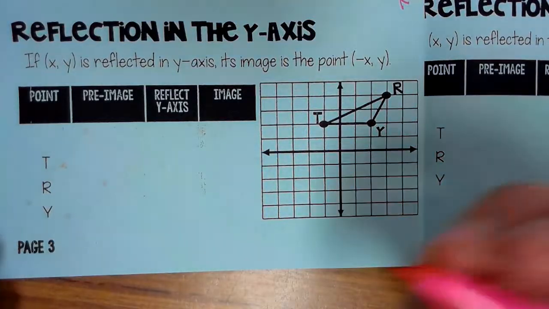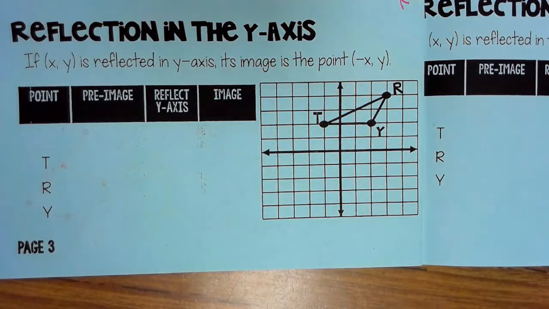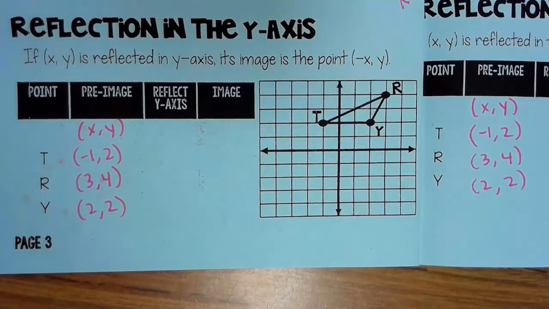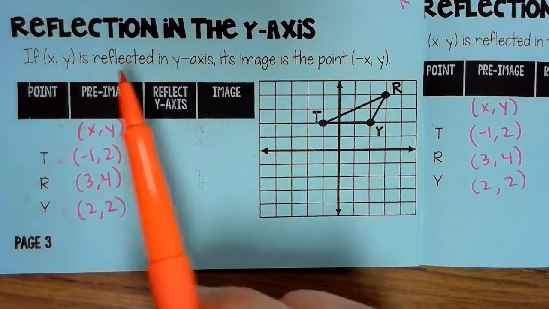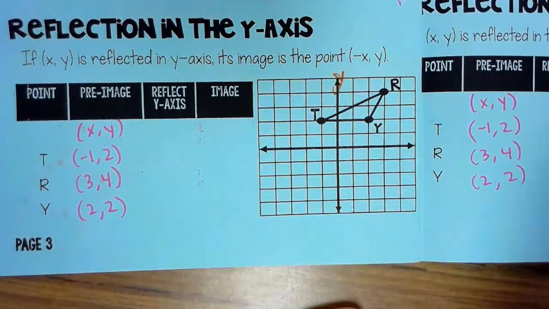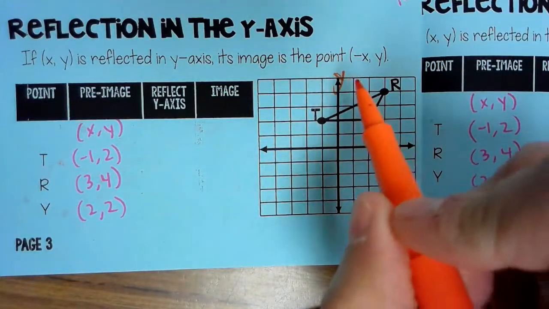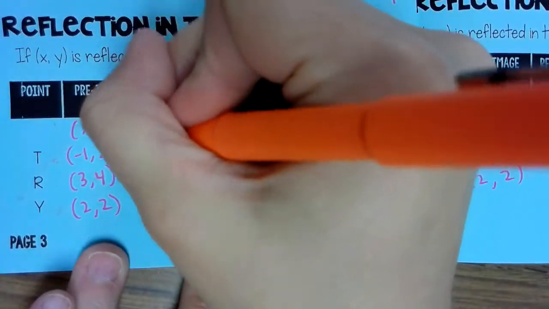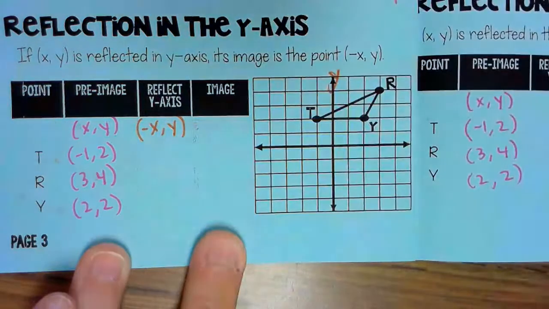So my coordinates for my pre-image stayed the same. Let me pause my video and go ahead and write those in everywhere. Okay, so in reflection in the y-axis, it says if (x, y) is reflected over the y-axis, so remember this line is the y-axis, its image is the point (-x, y). So the rule is (-x, y).